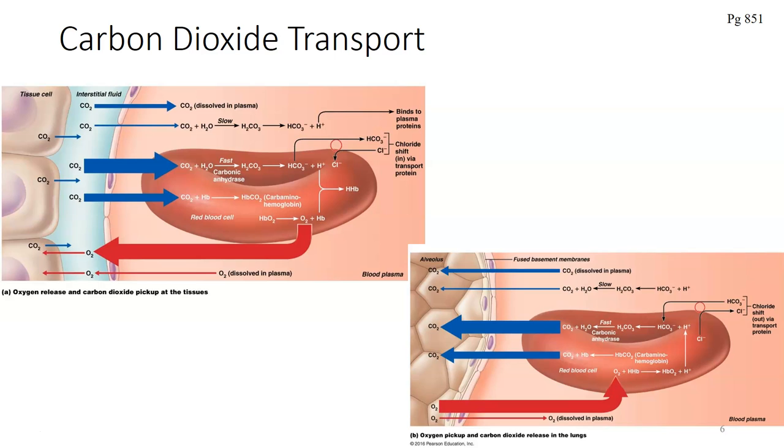Changes in ventilation can help adjust pH when disturbances are caused by metabolic factors. Therefore, breathing plays a major role in acid-base balance of the body.